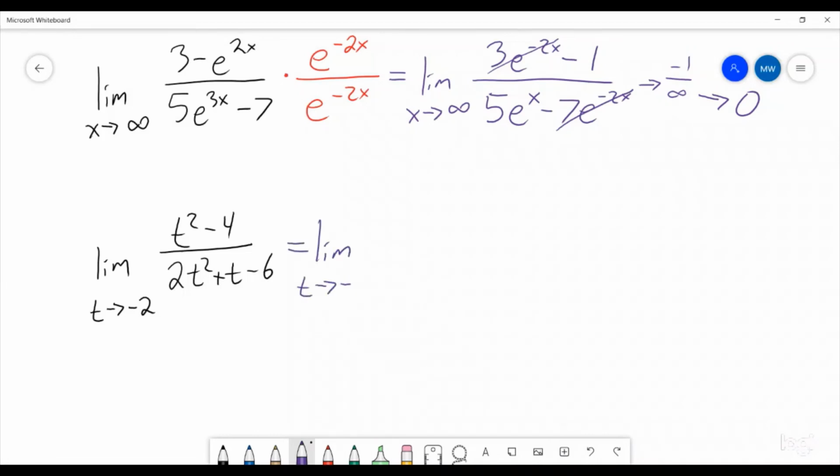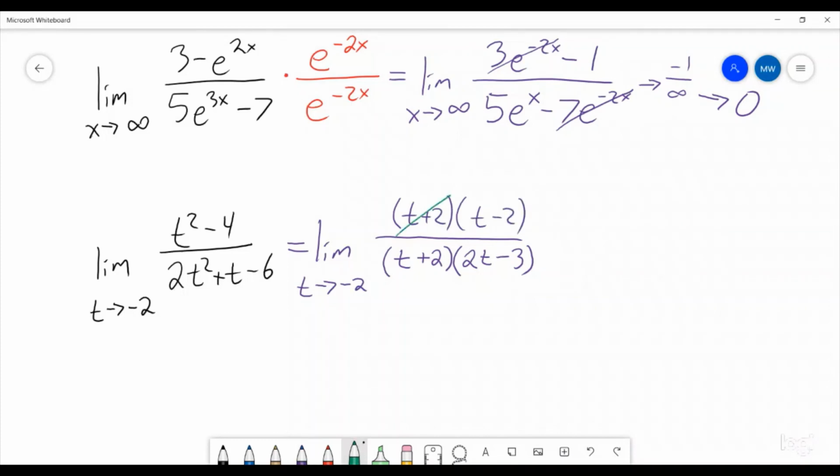So t goes to negative 2. The nice thing is, because the bottom went to 0 at negative 2, we know t minus negative 2 has to be a factor on the bottom. So we have to figure out what's the rest of it. Well, we need a 2t squared, so that means we need a 2t, and we need a minus 6, so that's going to be a minus 3 there. And that's how this bottom piece factors. And the top will factor as t plus 2 times t minus 2. We can now cancel those, plug in negative 2, and get negative 4 divided by negative 4 minus 3. So this is a positive 4/7.